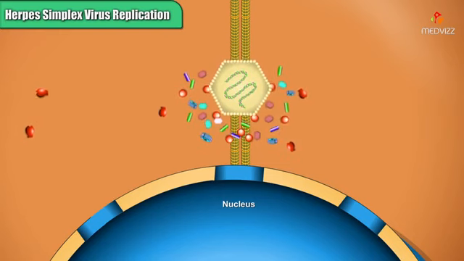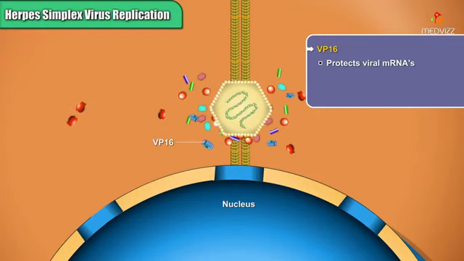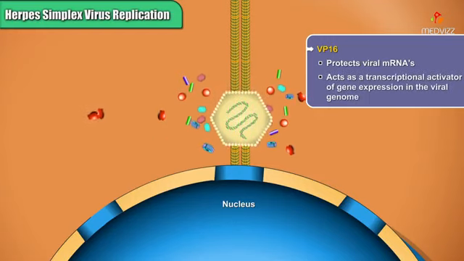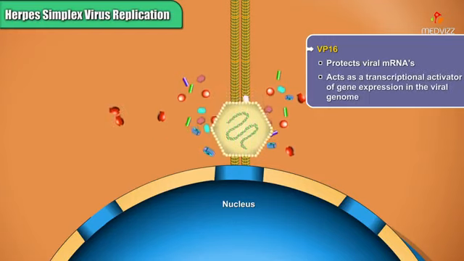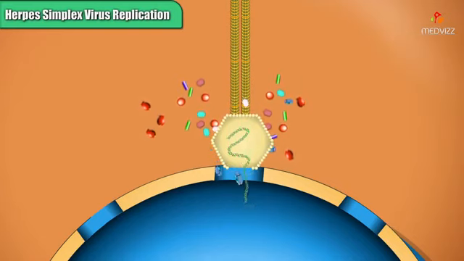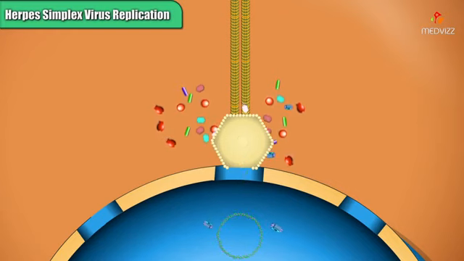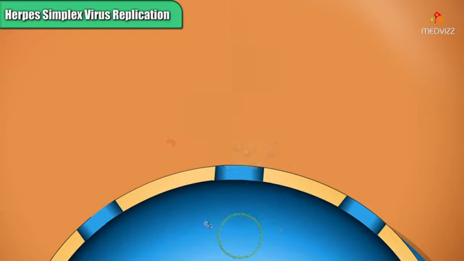Another tegument protein called VP16 ultimately protects viral mRNAs. It also acts as a transcriptional activator of gene expression in the viral genome. At a nuclear pore, the herpes chromosome enters the nucleus. The DNA then circularizes to form a plasmid-like intermediate.